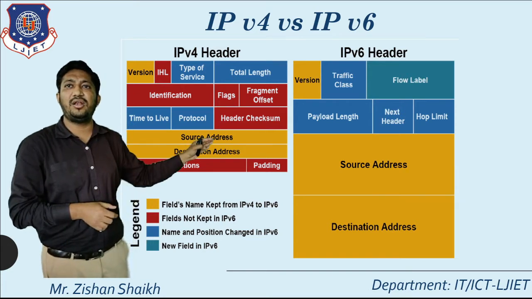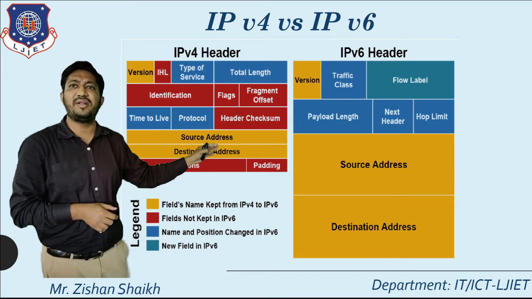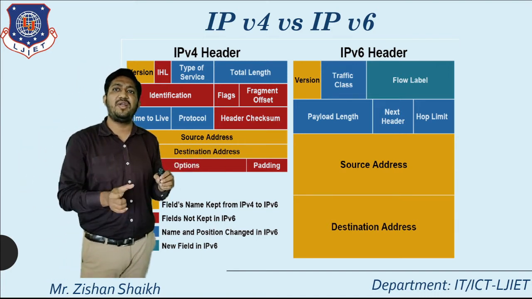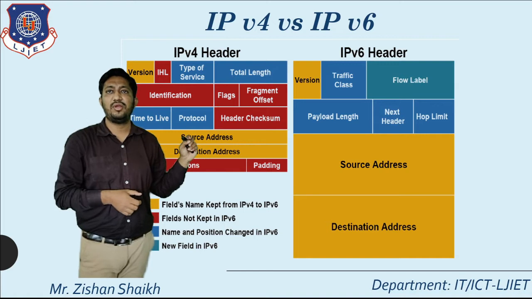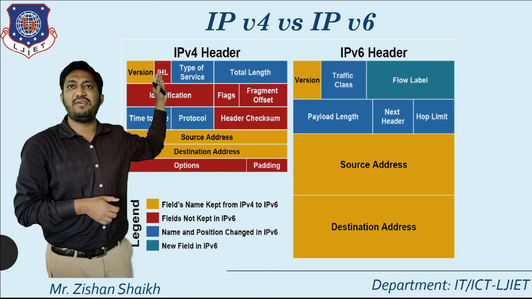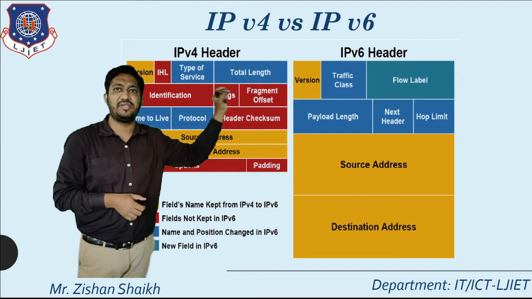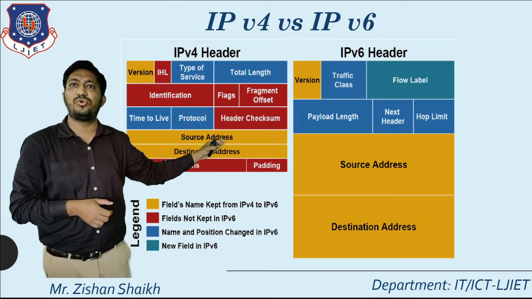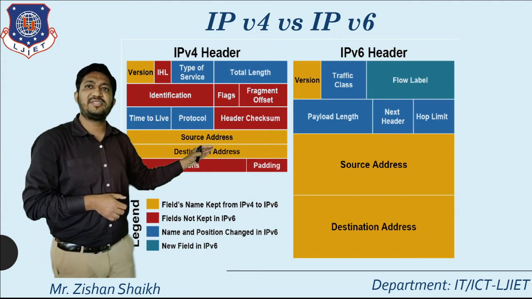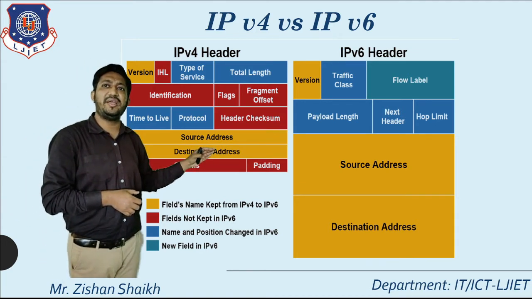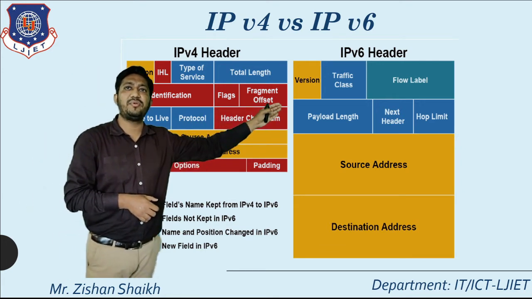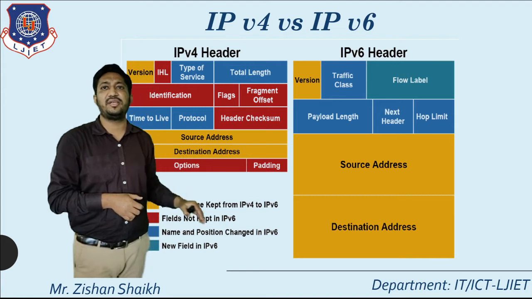So here the yellow fields are the ones kept from IP version 4 to IP version 6. The same fields will be copied from IP version 4. The first is the version field, the same field from IPv4 to IPv6. The second is all about the source address and destination address, which are also available in IPv4. So in total 3 fields are copied from IP version 4 to IP version 6.